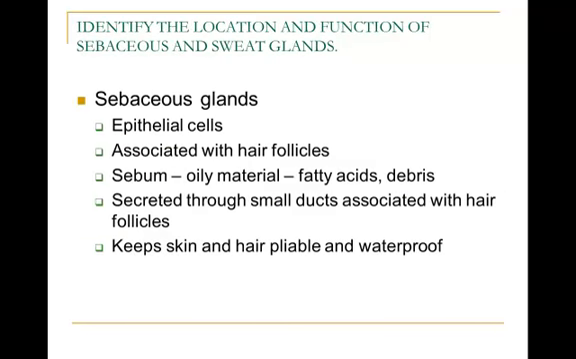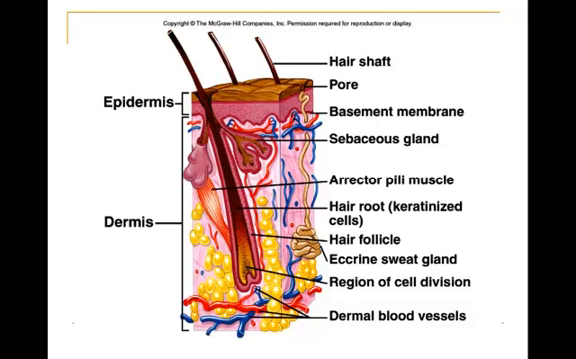So the other thing that's associated, I'm going to go to the next picture, is sebaceous glands. So what we're looking at here is a sebaceous gland, and you can see that the sebaceous gland here is associated with a hair follicle. And it creates something called sebum, which is an oily, fatty material with debris that is secreted through the hair follicle onto the surface, and functions really to keep our skin and hair quite pliable and waterproof. Of course, we're always trying to wash it away by washing our hair more than we probably should.